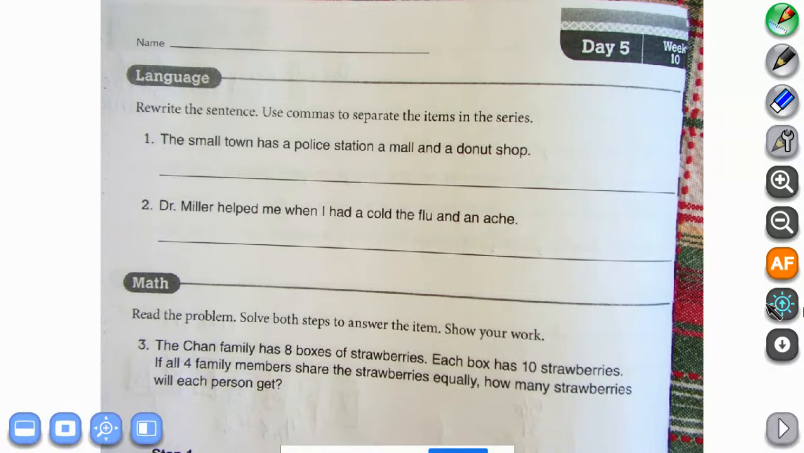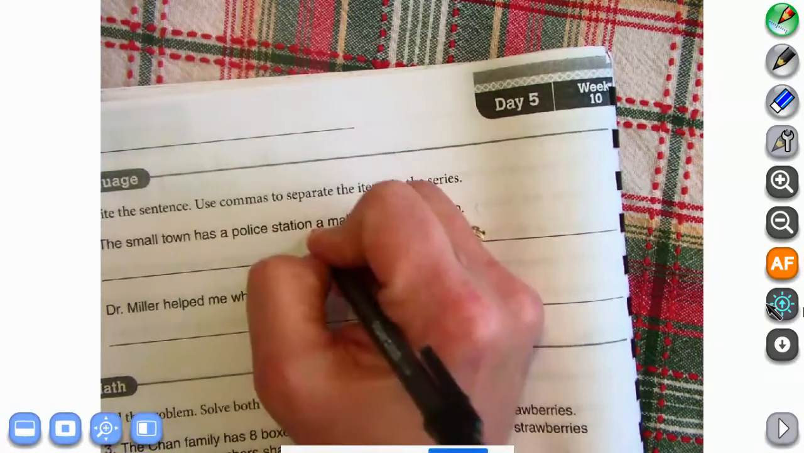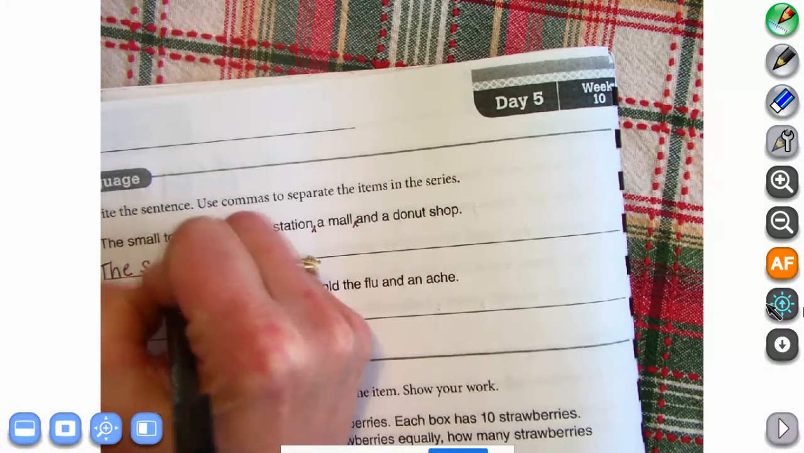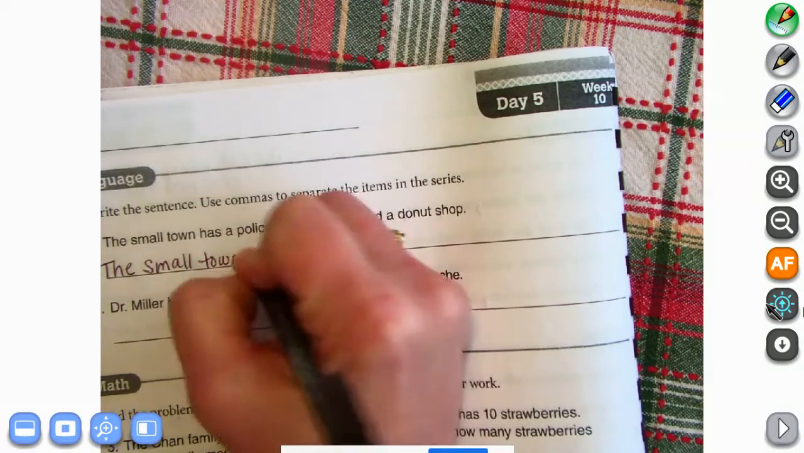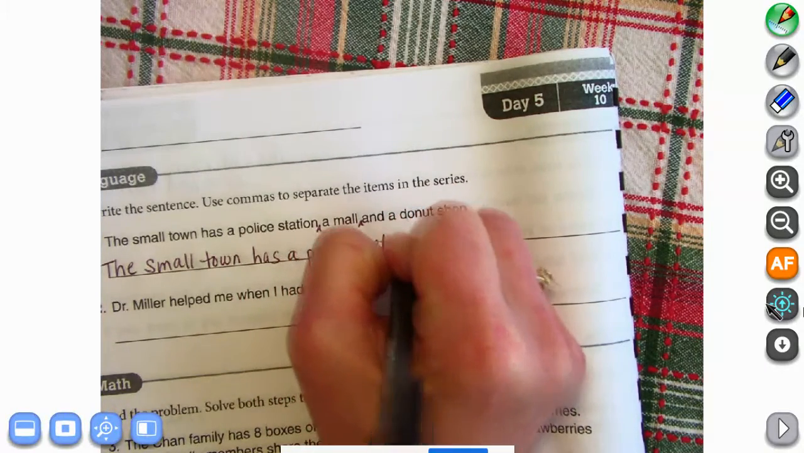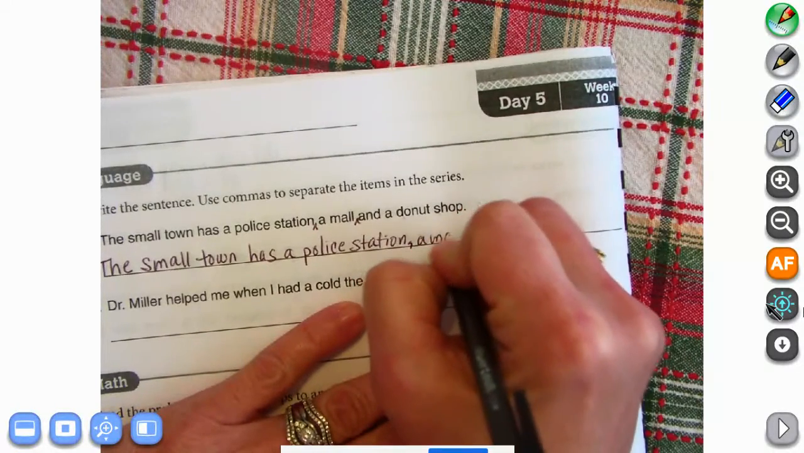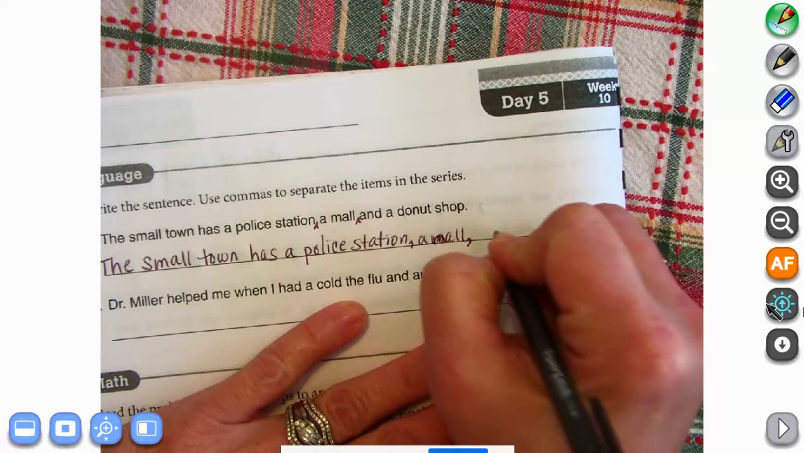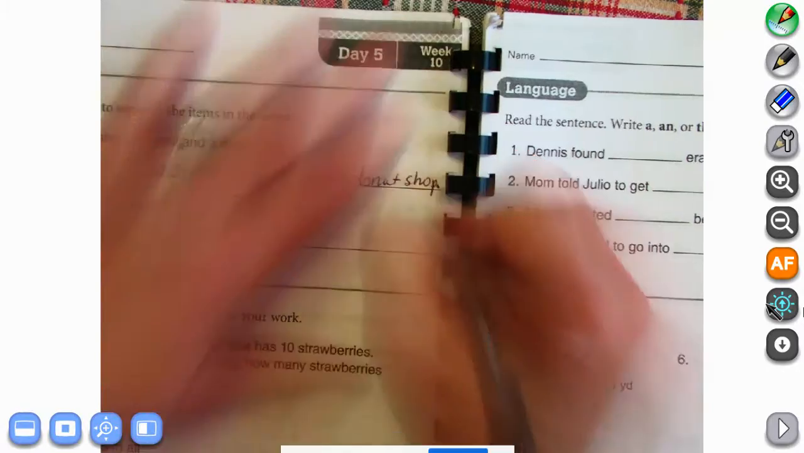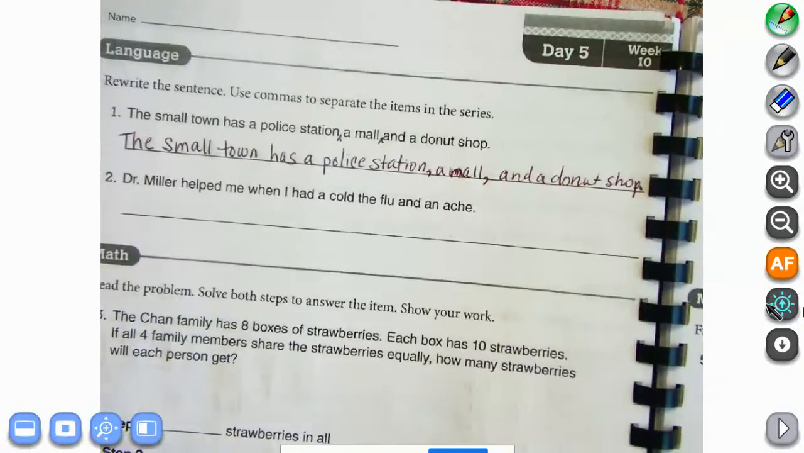So it says, rewrite the sentence, use commas to separate the items in the series. Number one, the small town has a police station, a mall, and a donut shop. So I know that I want to put a comma here and a comma here. So I'm going to rewrite. The small town has a police station, comma, a mall, comma, and a donut shop. Period. Okay. So I put my commas in here.